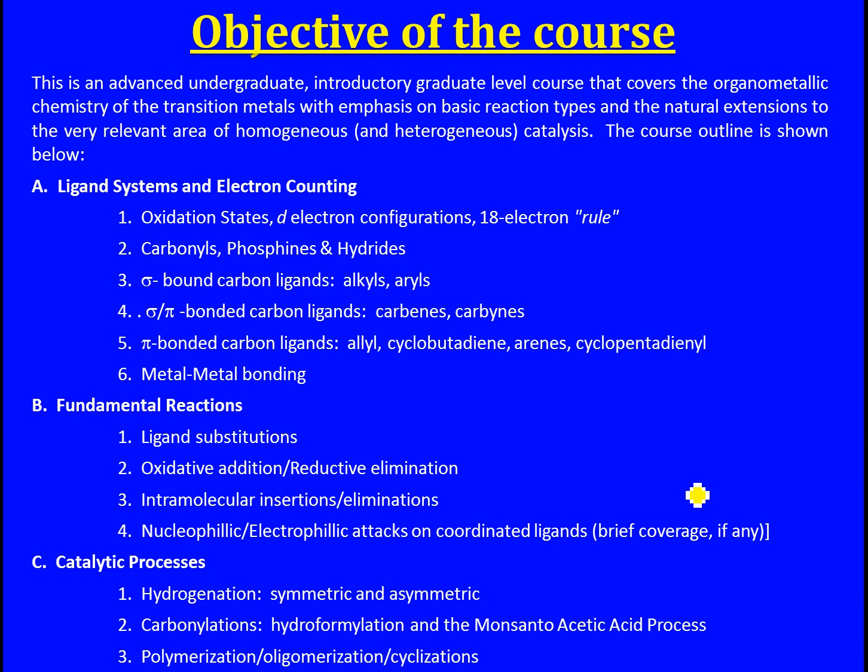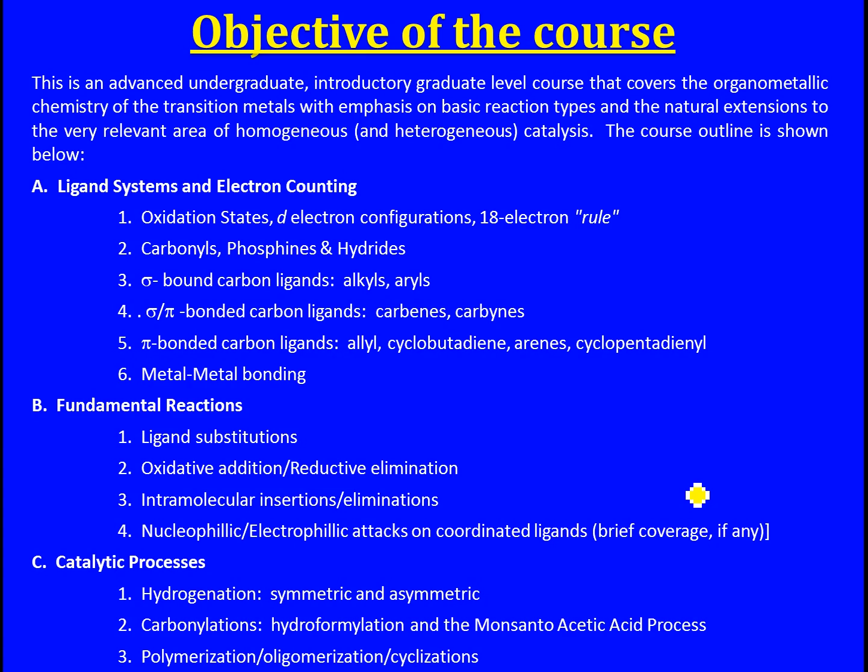In other parts, we pass to another type of M-L bond, which is the M-pi bond ligand, and we will study the metal alkene, the metal alkyne. Then we pass to the M double bond ligand, which is the metal carbene, and the M triple bond ligand, the metal carbide.